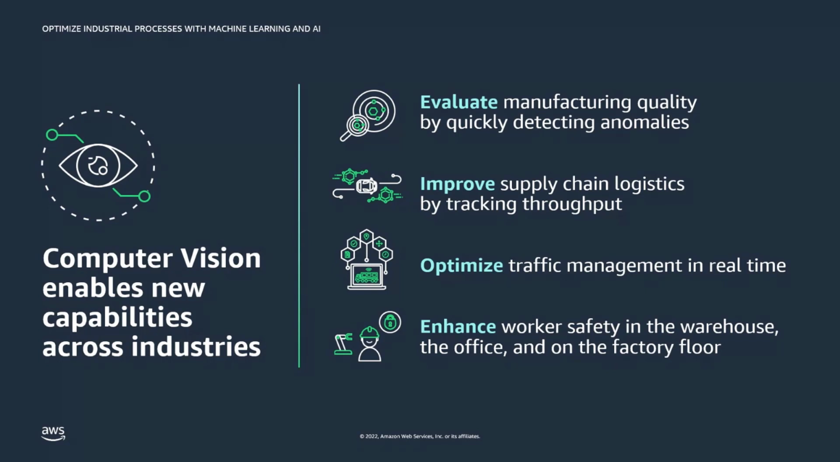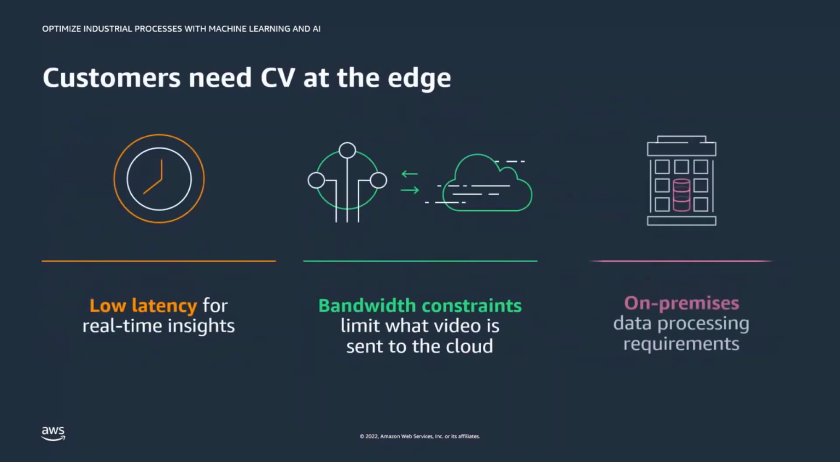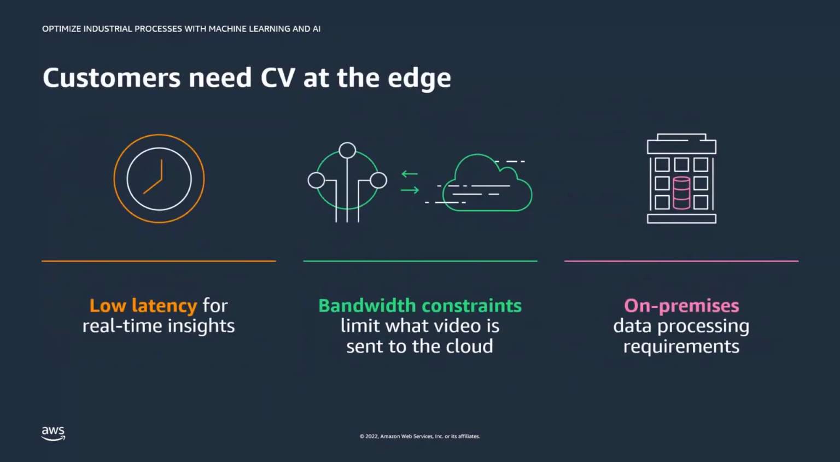Or you can use it to enhance worker safety in industrial environments by automatically monitoring whether, for example, a forklift has strayed into a dangerous off-limit zone, and then sending an alert to someone on the floor who can take action. These are just some of the use cases that we are seeing our customers use computer vision for. But we're also seeing that they need to do a lot of these things at the edge, or locally, close to where the data is being created.